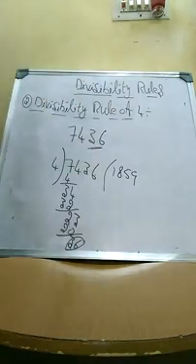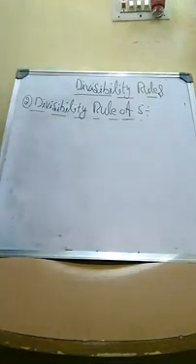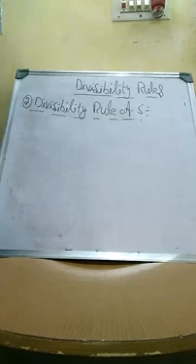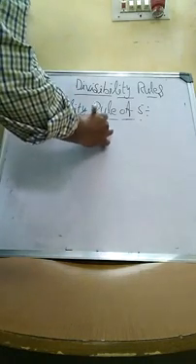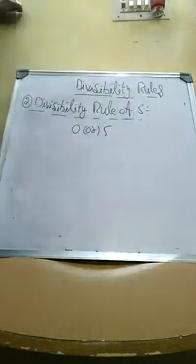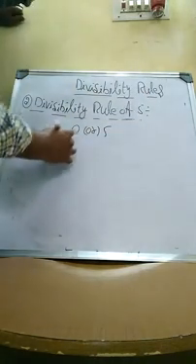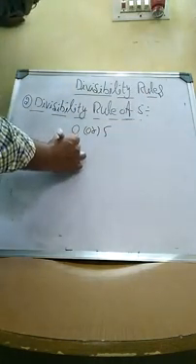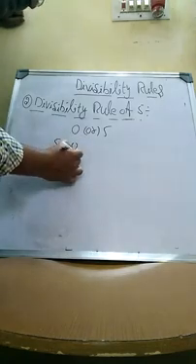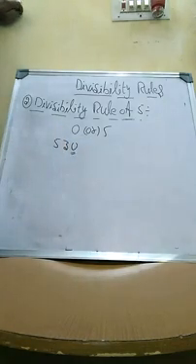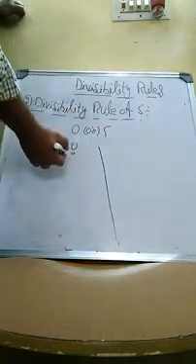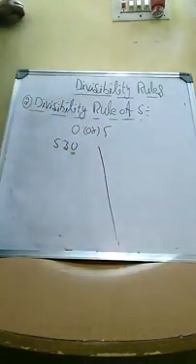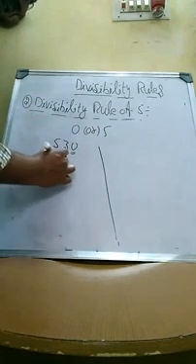Next, the divisibility rule of 5. The divisibility rule of 5 is: if the last digit of a number is 0 or 5, then that number is divisible by 5. For example, 530. See the last digit here. It is 0. So according to the rule, I can say this number is divisible by 5. Let's check. 530.